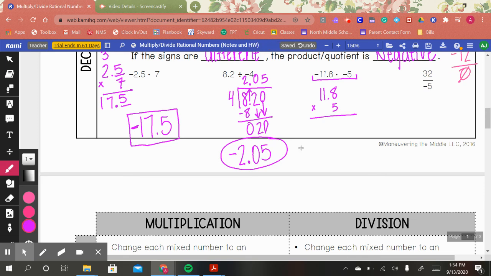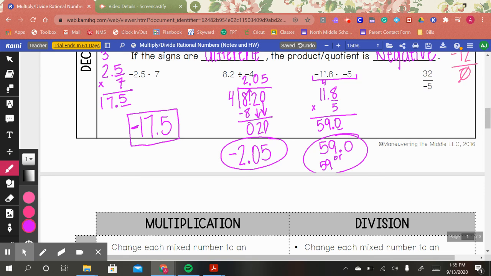5 times 8 is 40, so I put my 0, carry my 4. 5 times 1 is 5, and 5 plus 4 is 9. And then 5 times 1 is 5. So for this one, I have one place, I have 59. You can either leave your answers 59 and 0/10, or it's perfectly acceptable just to write 59. And again, it is going to be a positive answer because they were same signs. So either one of those answers are perfectly correct.